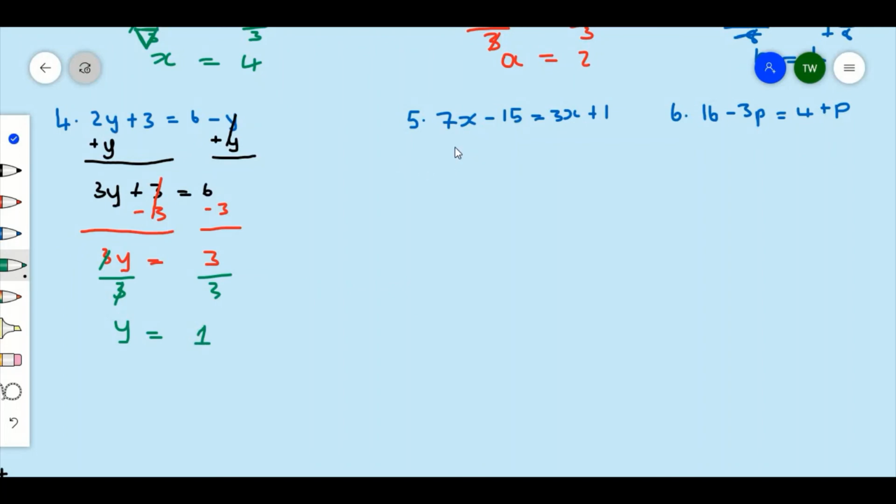Now to example number 5, we have 7x minus 15 equals 3x plus 1. Here we have this positive 3x and we want it over on this side. So what we're going to do is to subtract 3x from both sides. So we're going to subtract 3x from this side. And we're also going to subtract 3x from this side as well.